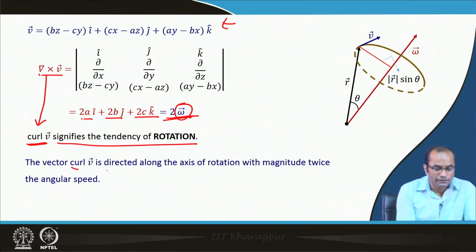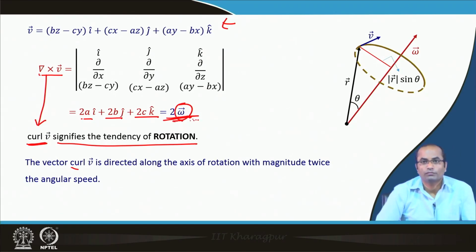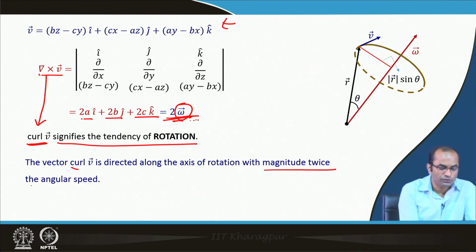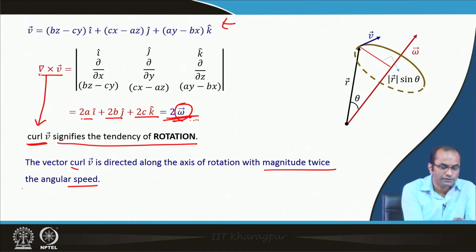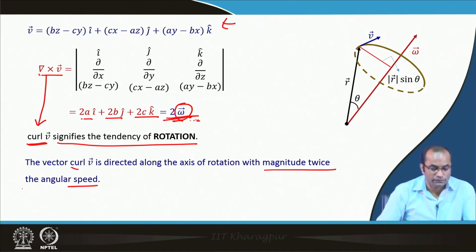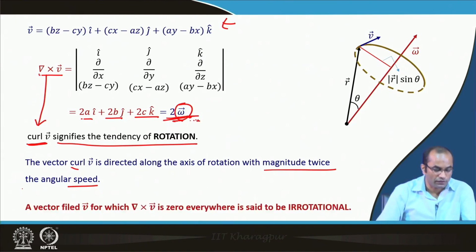So, the direction of the curl v is the direction of this omega, the angular velocity, that is the axis of this rotation, and the magnitude is twice the angular speed. So, that is the physical interpretation, which is clearly visible with this mathematical formulation, that the curl v is equal to 2 times the angular velocity omega.